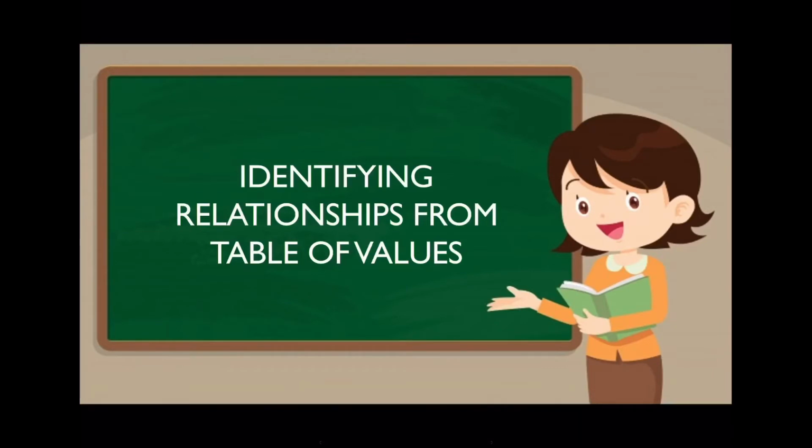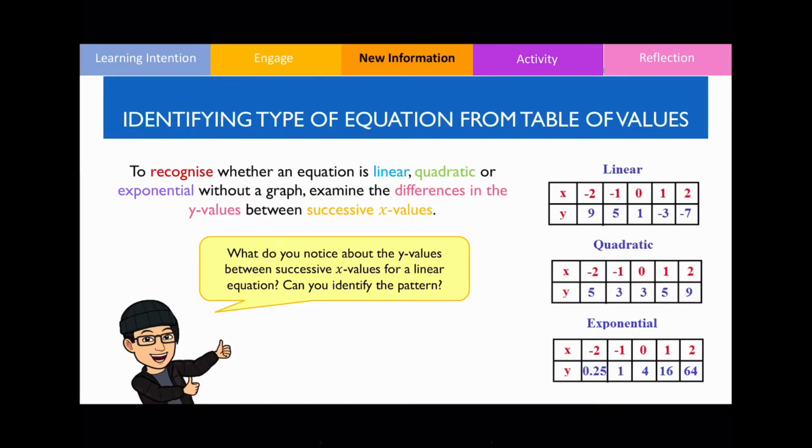What we're going to be looking at now, guys, is another way for us to see whether an equation is classified as a linear, quadratic, or an exponential by looking at something referred to as the table of values. To recognize whether an equation is linear, quadratic, or exponential without referring to its graph or equation, we need to examine the differences in the y values between successive x values. Successive just means the next one, so the next consecutive number.